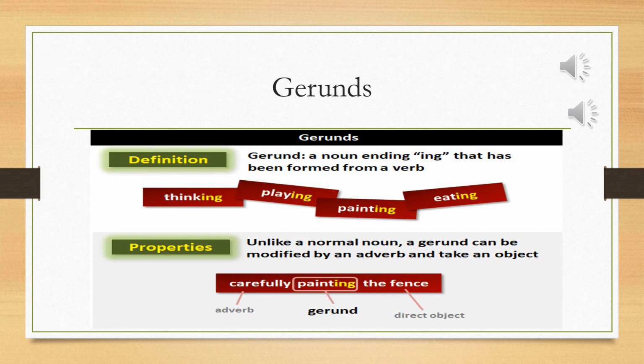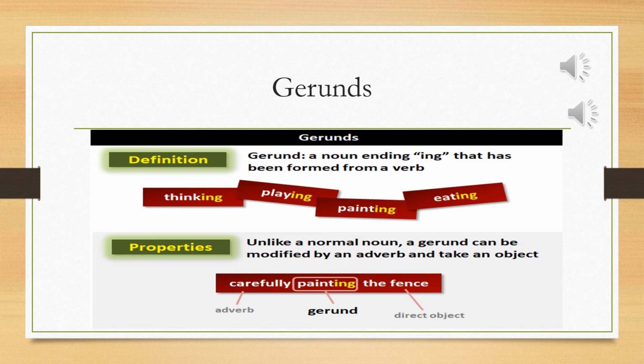The first word is thinking. When the ing wasn't added to it, the word was think. So think is a verb, but once you add ing to it, it becomes thinking. Play is a verb, playing is a gerund. Paint is a verb, painting is a gerund. Eat is a verb, eating is a gerund. So that's how a gerund is formed.